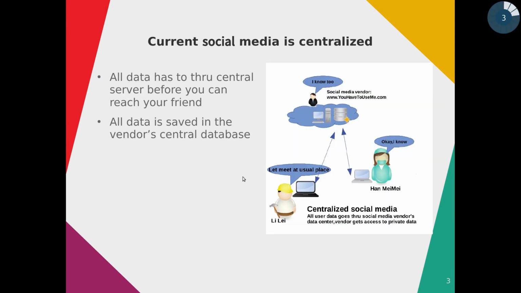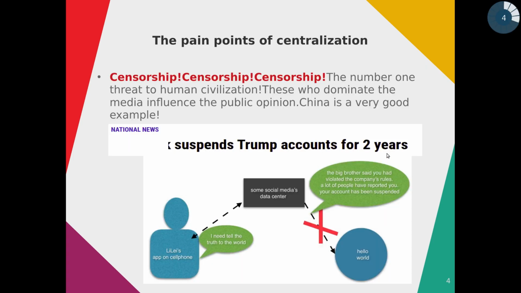The current social media is centralized. All the data has to go through the central database and the central server. So all user data has to be saved there, and the vendor can get access to our privacy. The pain point of such a centralized system is that number one is censorship.